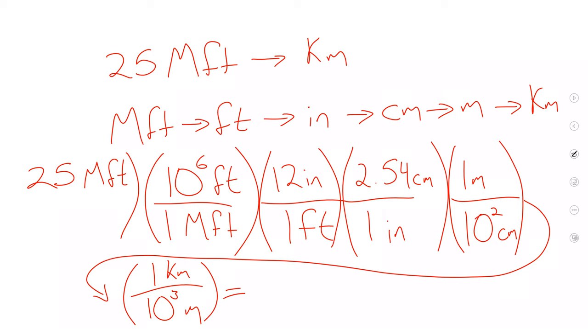So, all that writing, plug it into your calculator: 25 times 10 to the 6 times 12 times 2.54 divided by 100. Remember, if we're just doing multiplication of fractions, anything on the top half, you multiply by that number. Anything on the bottom half, you divide by that number. So 12 times 2.54 divided by 100 divided by 1,000. What do we get for an answer? 53 kilometers.